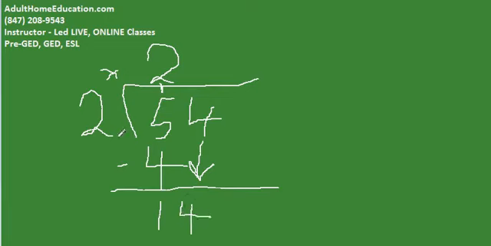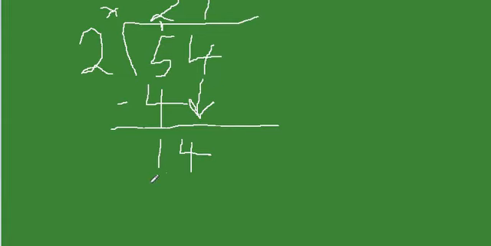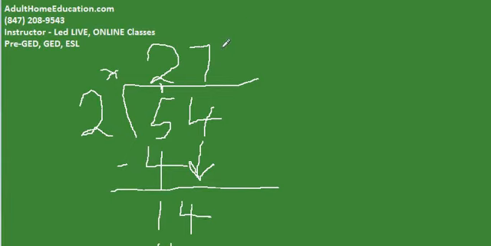How many times does 2 go into 14? If you said 7, you're awesome. 7 times 2, and we're kind of running out of room here, is 14. And we're going to take away, and we have 0. So our answer is 27.